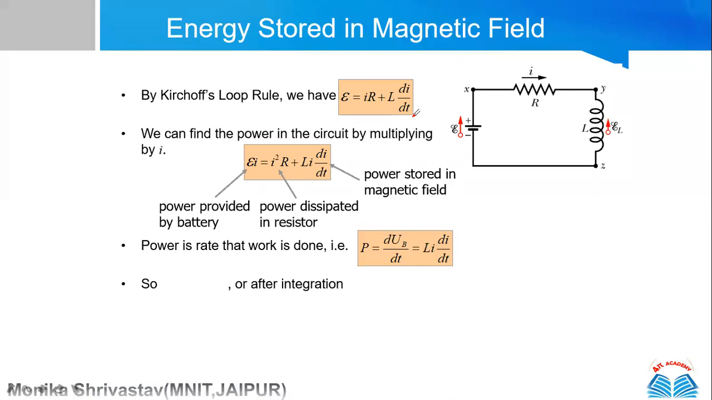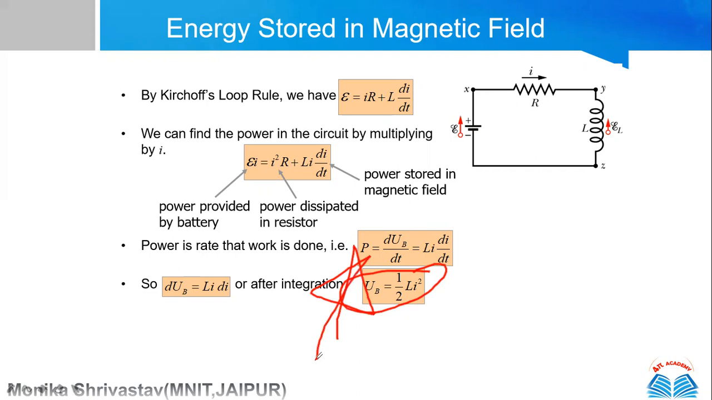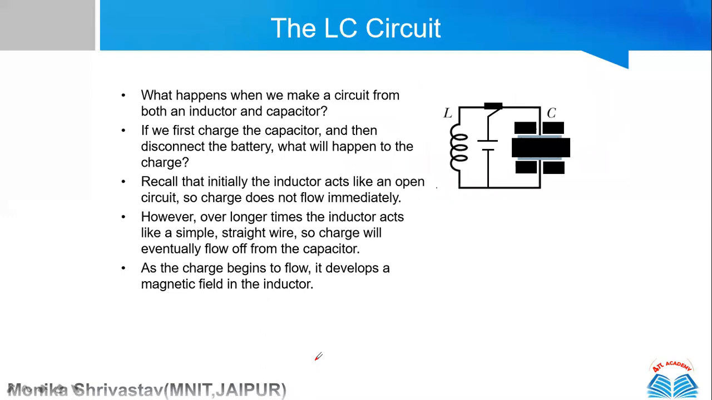And power is the rate at which work is done. So P equals dUB over dt will be like this. After integration, the final result is this one. So just this formula is important: UB equals half L i square. This is the energy in the magnetic field.